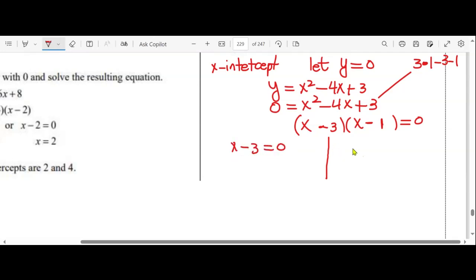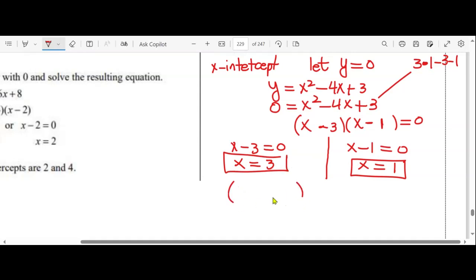So we have two solutions. x minus 3 equals 0, so x equals 3, and x equals 1. That means we have two ordered pairs. This is one ordered pair and this is the other. What is the value of the first one? It is 3 and 0. But what is the next one? 1 and 0. Is this clear?